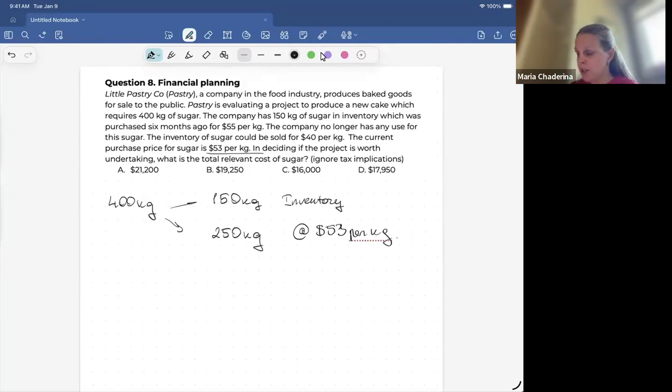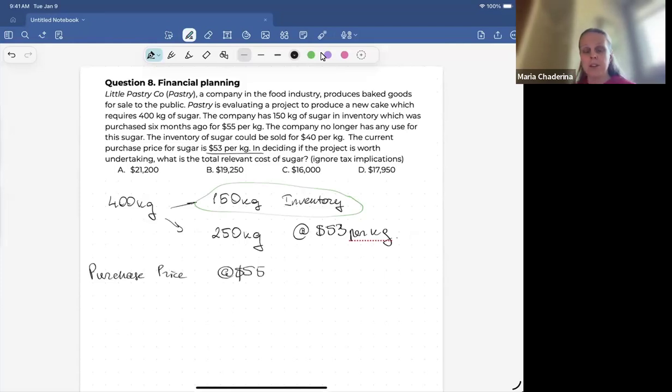Okay, now the biggest question of this question is how are we going to value this 150 kilograms, okay? And so there's a couple of prices floating around here. So first of all, we purchased it, purchase price, at $55. And the question is, is this the correct way to value these kilograms of sugar? In this particular case, it's more like a sunk cost. Okay, so you purchased this asset, again ignoring all tax implications. For tax implications, that would matter, but for right now, we're ignoring that. You paid somebody $55 when this asset was valued at $55.